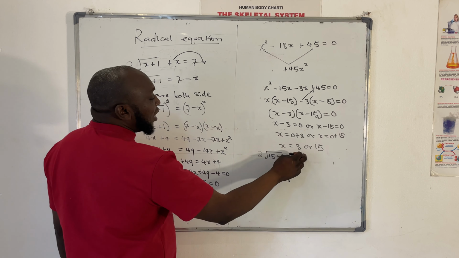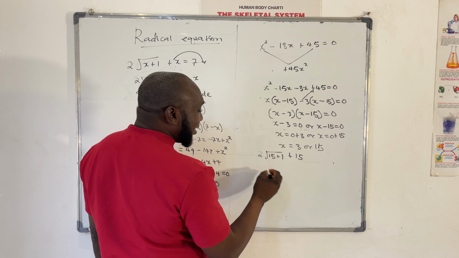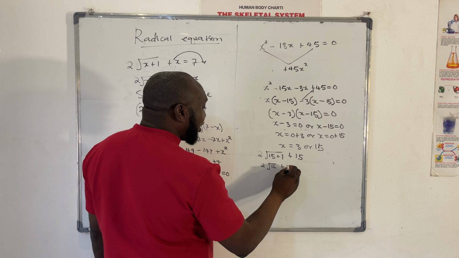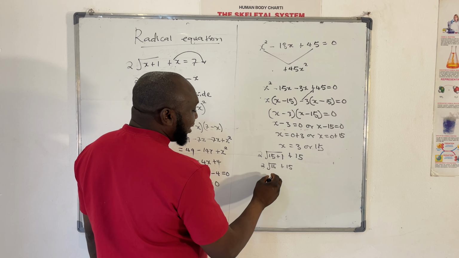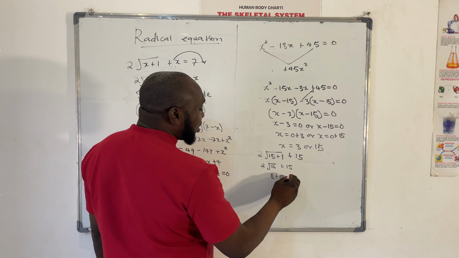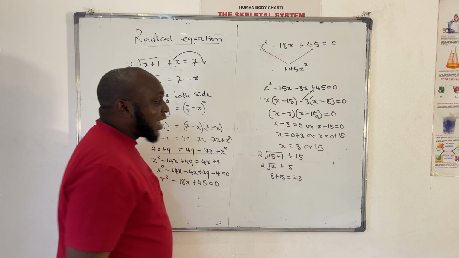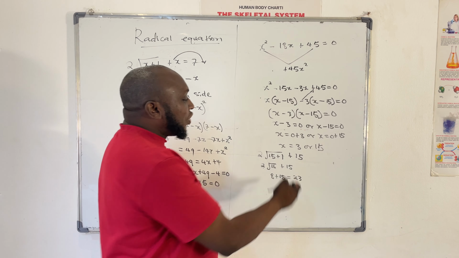We want to check if the result of this will be equal to 7. Then 15 plus 1 is 16, so 2 root 16 plus 15. The square root of 16 is 4. 4 times 2 is 8, plus 15. You see that this will give us 23. That means s equals 15 is not the solution.